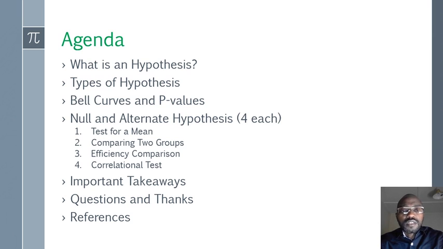We have an agenda. The agenda will cover what is an hypothesis, types of hypothesis, bell curves and p-values, null and alternate hypothesis, an example of each, important takeaways, which will cover key points, 4 in total of this presentation, an opportunity for you to ask questions, and an opportunity for me to give you thanks. There's a reference page for this slide pack, which will reference topics or academic journals that I've referenced in putting together this slide pack for your benefit.